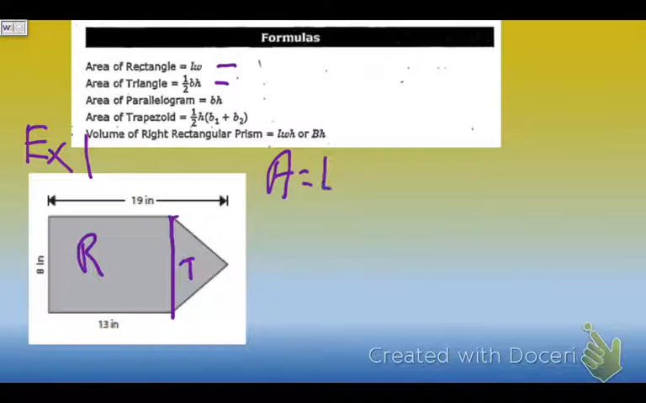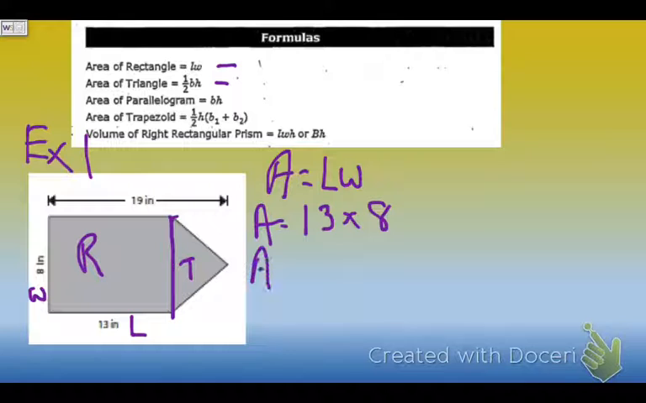A equals length times width. A equals, and my length, I'm going to call this my length, this my width. It doesn't matter, but that's just the way I'm going to do it. 13 times 8. The area of that using your calculator. As many of you keep asking me, may I use my calculator? Of course you can. 13 times 8 is 104 inches squared.